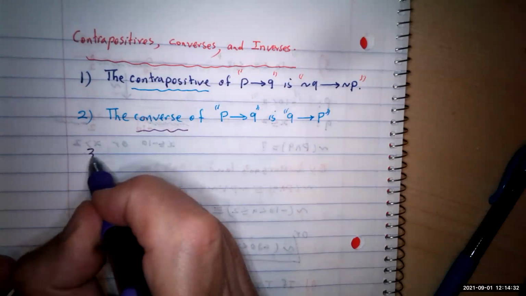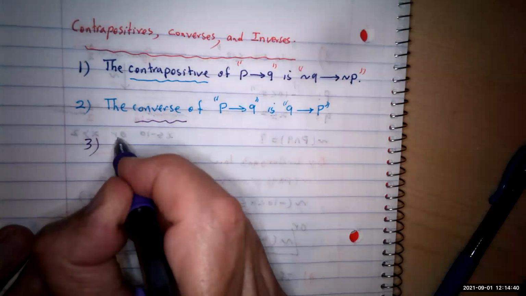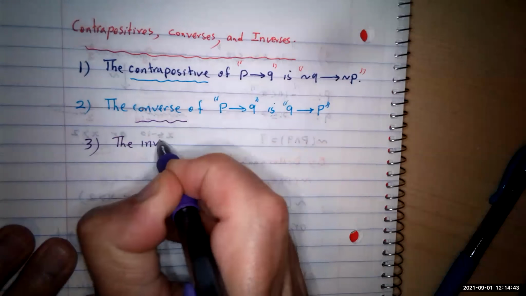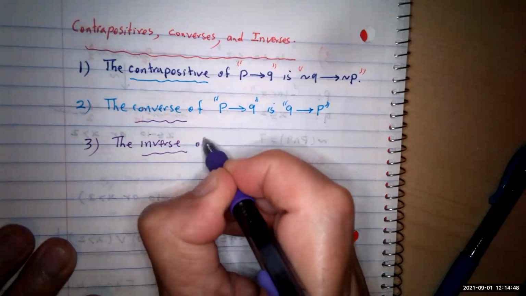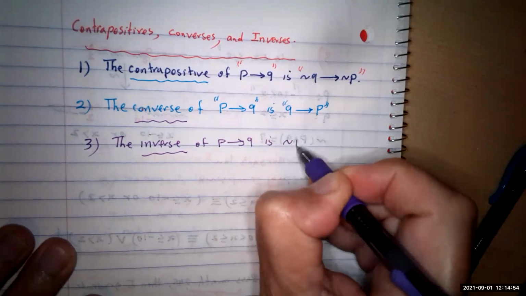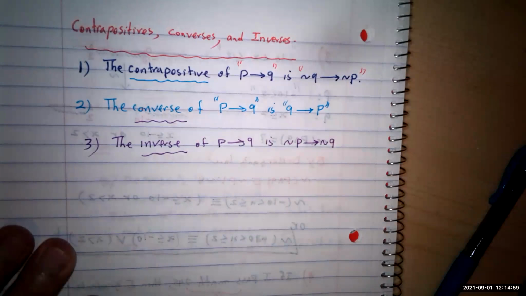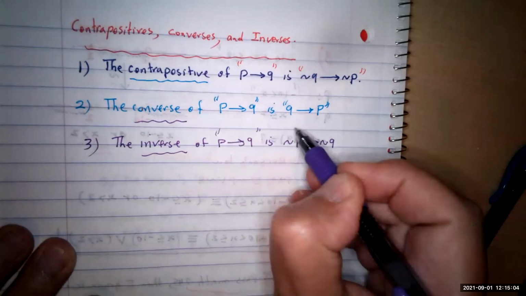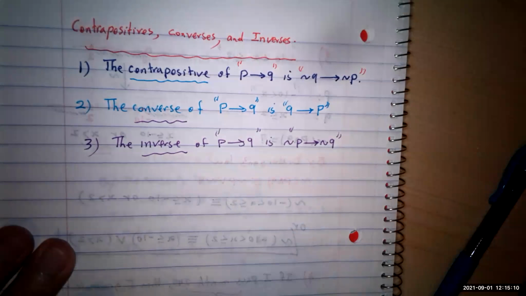Now what's going to be the inverse? This is the one that most people get confused about and miss, even when they deal with the proof of a theorem. So what's the inverse? The inverse of if P then Q is going to be not P implies not Q. See, that's the inverse. That's going to be the inverse.